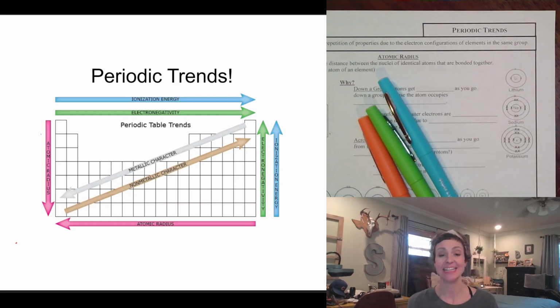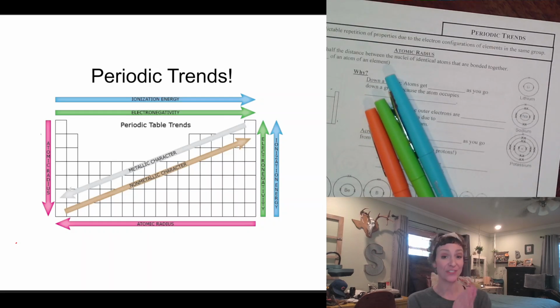So today's lesson is on the periodic trends. We just learned all about the organization of the periodic table and how elements within the same group or family have the same number of valence electrons. We're going to now learn how this information and how the electron configurations actually create some patterns of some special properties within the periodic table.